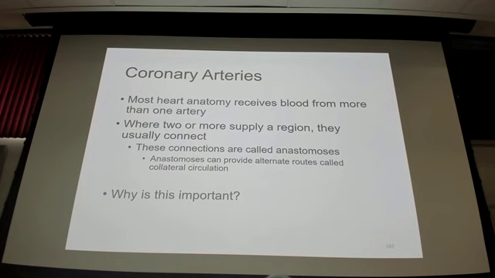And there is redundant circulation, and the point we're trying to make here is, does anybody know what an anastomosis is?